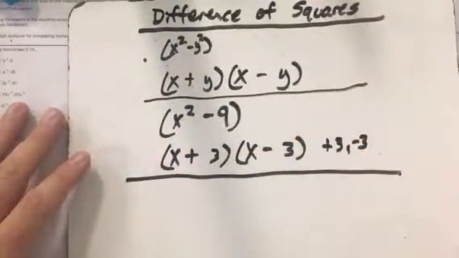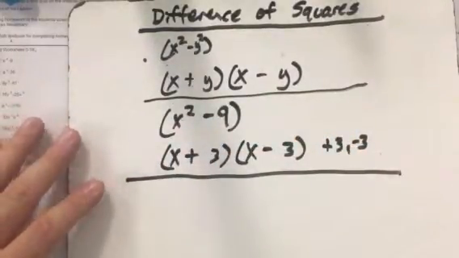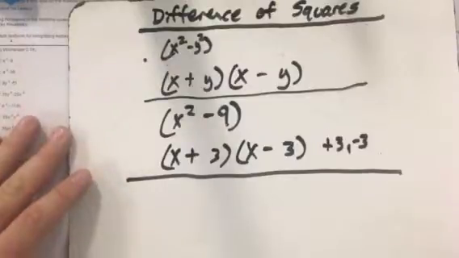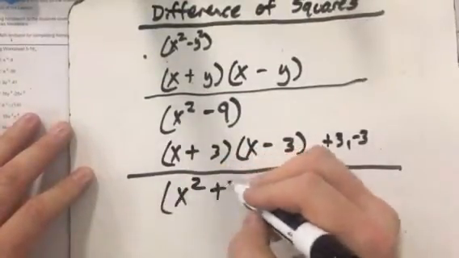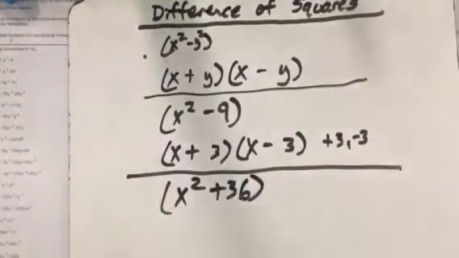All right. Next problem. Now we're looking at, factor that please. x squared minus 36. x squared plus 36. How do I factor that? x squared plus 36.